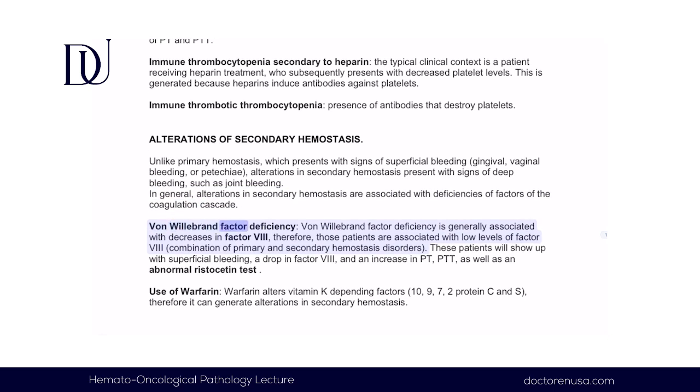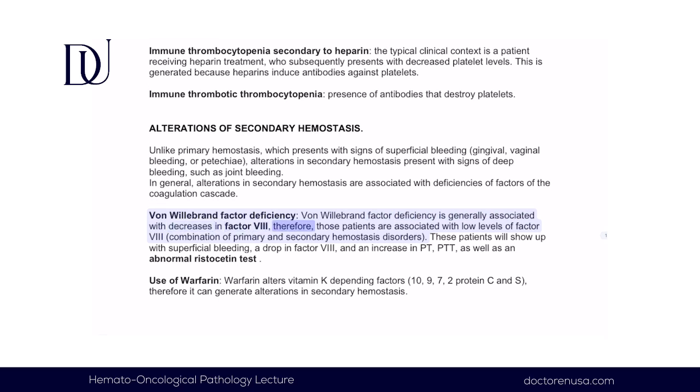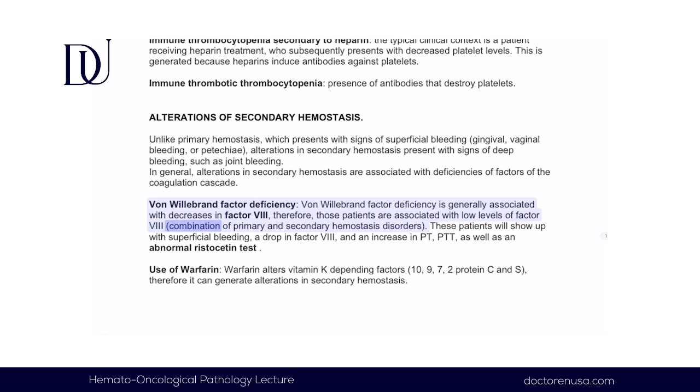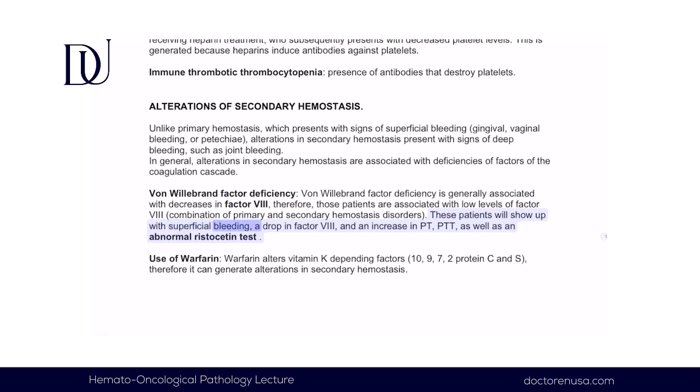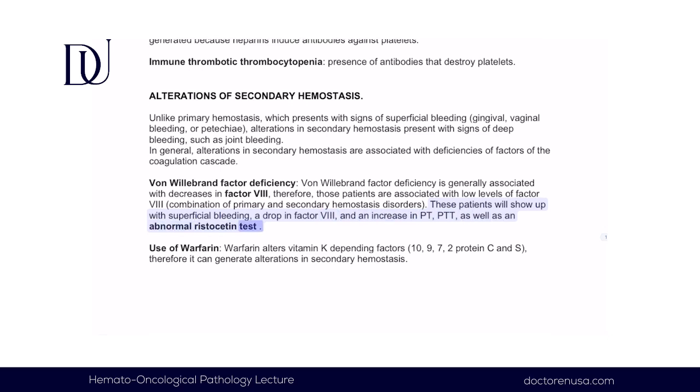Von Willebrand factor deficiency. Von Willebrand factor deficiency is generally associated with decreases in factor VIII. Therefore, those patients are associated with low levels of factor VIII, a combination of primary and secondary hemostasis disorders. These patients will show up with superficial bleeding, a drop in factor VIII, and an increase in PT, PTT, as well as an abnormal ristocetin test.